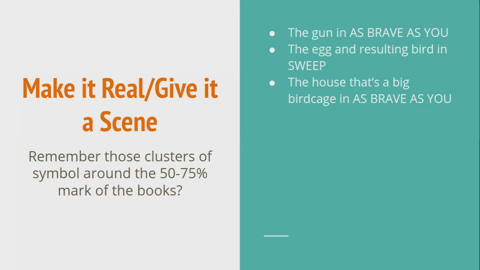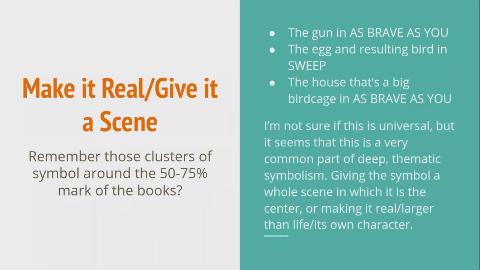In Sweep, we have an entire chapter that's all just about finding an egg and the bird that hatches from it, and it's flying around the rafters. In both books, the symbol becomes larger than life or its own character.